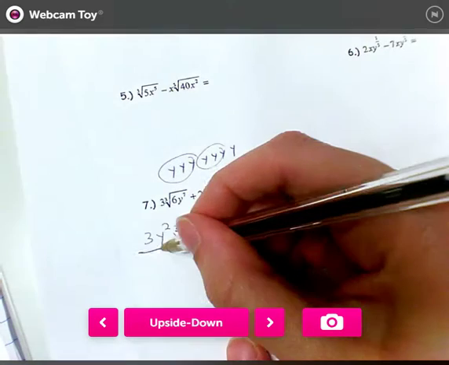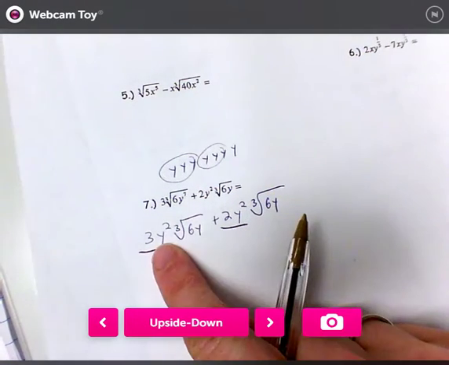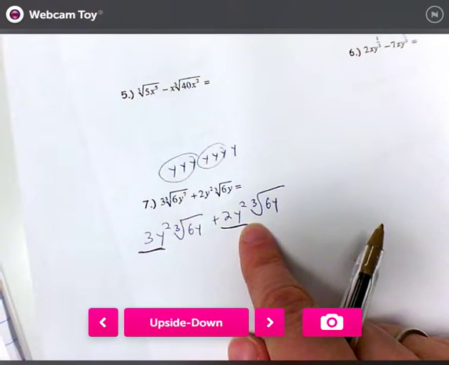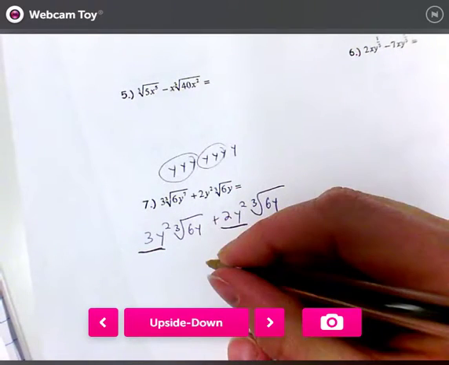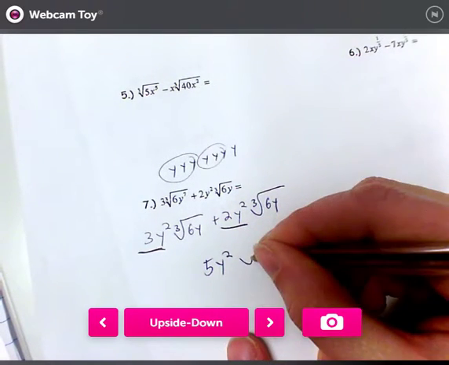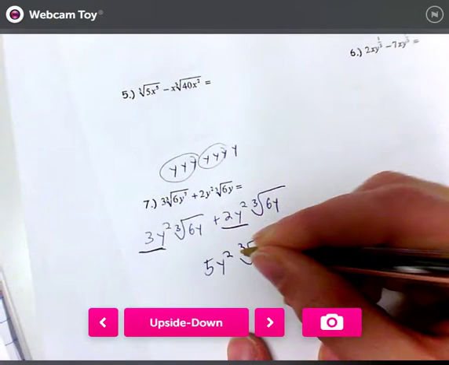Okay, now I can add these together in front. They both have a y squared, so they are like terms. So 3, 4, 5, so I've got 5y squared times the third root of 6y.